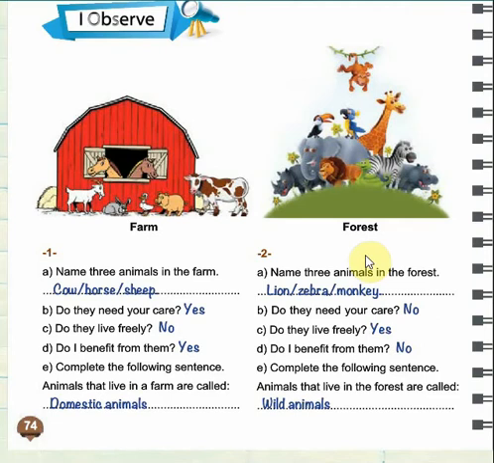Now let's name 3 animals that live in the forest. We have lion, zebra, monkey. Do they need your care? Of course no, because they live freely in nature. Do they live freely? Yes, they live freely in nature. Okay, nobody takes care of them. Do I benefit from them? No, we can't benefit from them. So we can call these animals wild animals, which means the animals of the wild. Okay?